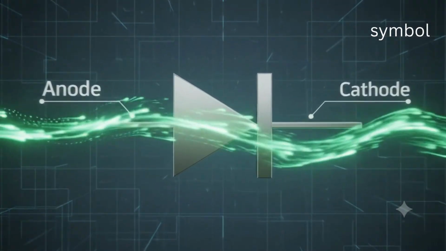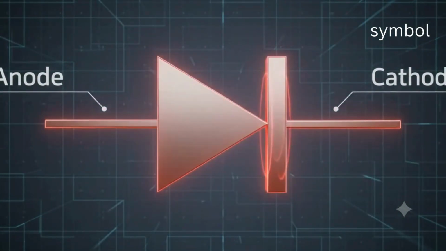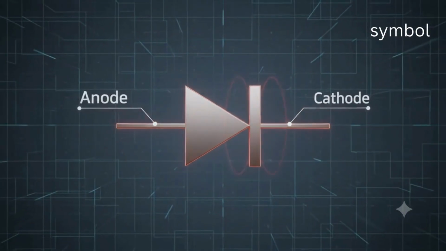In forward bias, current flows freely. Reverse bias blocks the flow. This creates a one-way street for current.